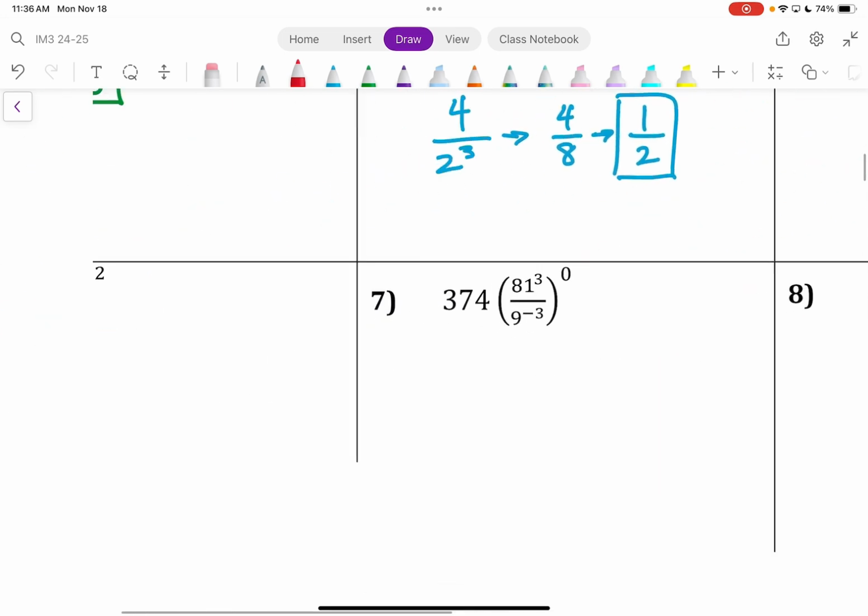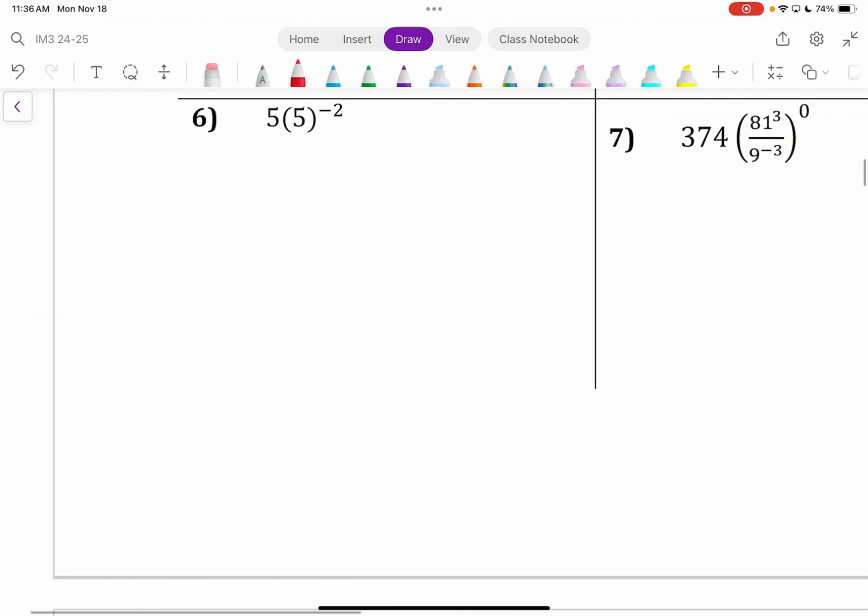All right, let's move on to number 6. 5 times 5 to the negative second. Let's go ahead and do the negative exponent rule here on 5 to the negative second. This is going to become 5 over 5 squared. This is quotient rule, so 5 to the first minus 2, which is equal to 5 to the negative 1 or 1 over 5.